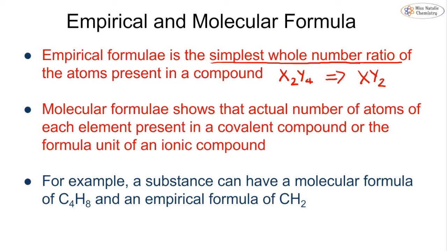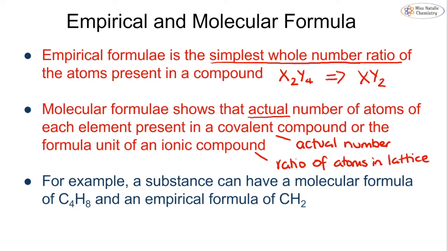Now, molecular formula shows the actual number of atoms that are present in a covalent compound or the formula unit of an ionic compound. So remember, for covalent, it is the actual number, and this will be reviewed when you do bonding as well, but you've probably come across this before, whereas ionic, it is the ratio of the atoms in the lattice.